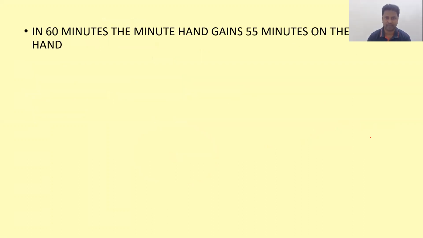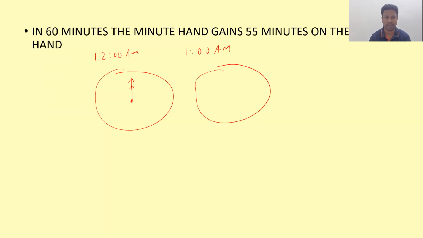And in 60 minutes, the minute hand will gain 55 minutes on the hour hand. For example, from 12 a.m. to 1 a.m., we can consider this time. At 12 a.m., both the hands coincide with each other. At 1 a.m., what will happen? The minute hand will move the entire circle, that is the entire 360 degrees, that is the entire 60 minutes. But at 1 o'clock, the hour hand will move from 12 to 1.